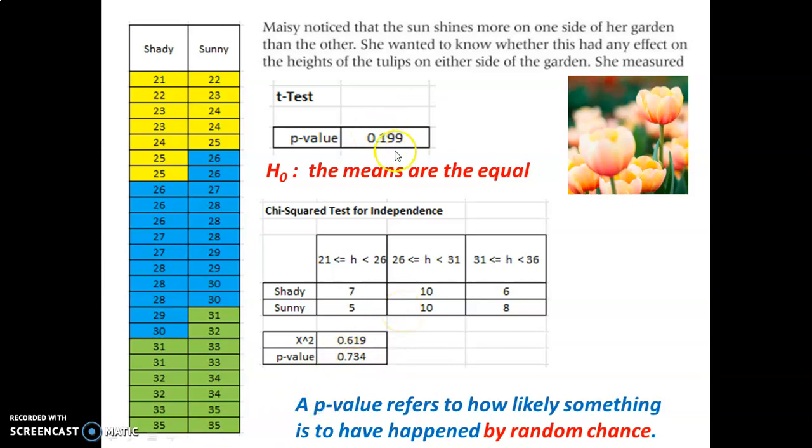So it confirms what we saw here, which is we don't accept that there's any difference between shaded and sunny. So in this case, our null hypothesis would have been height is independent of location. And again, we accept that. Just like we accepted that the means are the same, which means the data is basically the same, here we accept that they're independent. The shadiness or sunniness does not have an effect on the height of the tulip. So I hope that example brings the two tests together and you can see how they work.